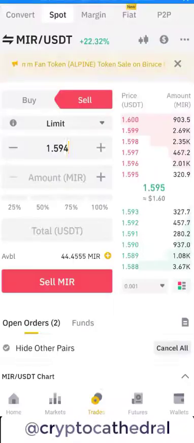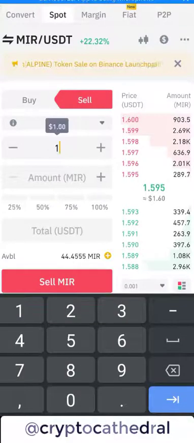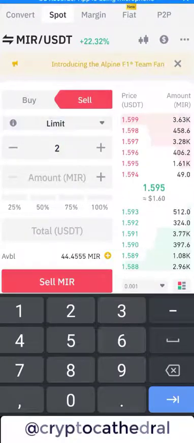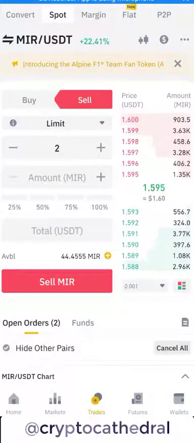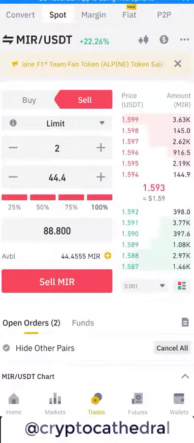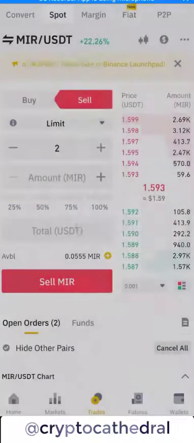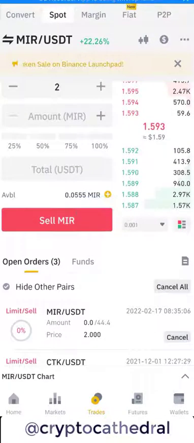Now it simply means I want to set a sell order for $2. So I'll just come here to the price and put 2. And how many do I want to sell? Do I want to sell all the MIR? Do I want to sell 25%, 50%? Of course I want to sell everything. So I click 100% and click the sell order. Automatically it's set as well.